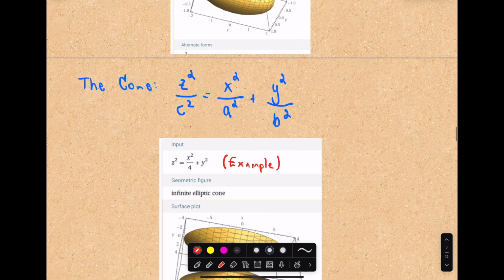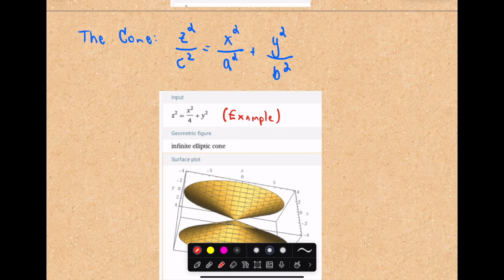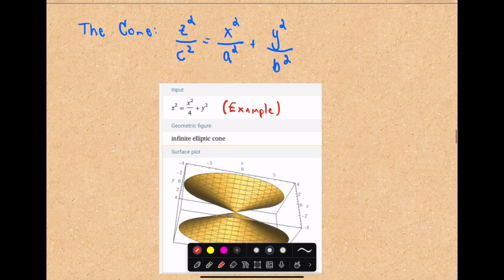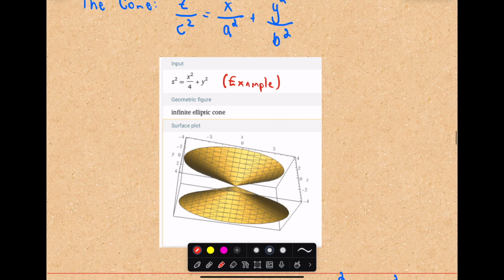Okay, we can also get a cone, and that corresponds to z squared over c squared equals x squared over a squared plus y squared over b squared. And again, you could have x on the left and then z and y on the right, or y on the left and x and z on the right as well. That just changes the direction that your cone is opening, up and down. So I used z squared equals x squared over 4 plus y squared, just an example. And you can see this infinite cone that we're getting. There's 2 pieces of it.